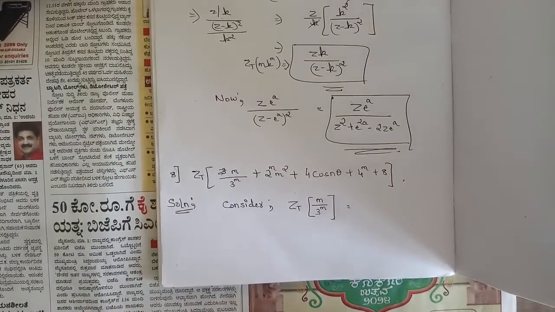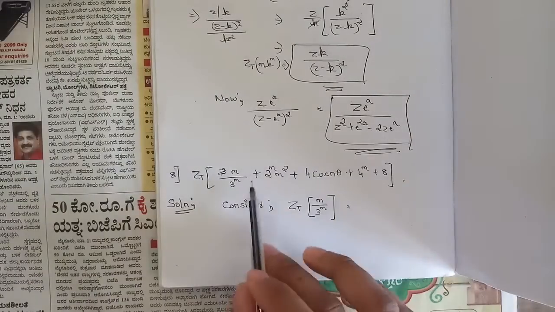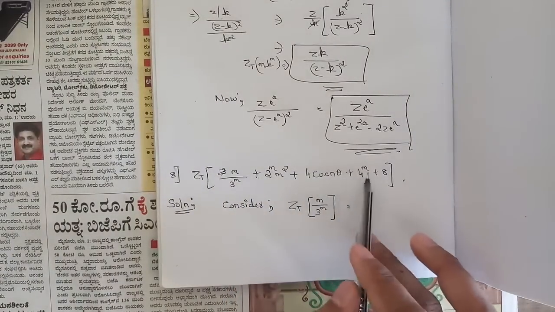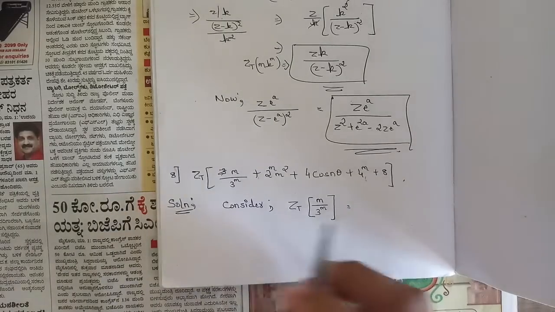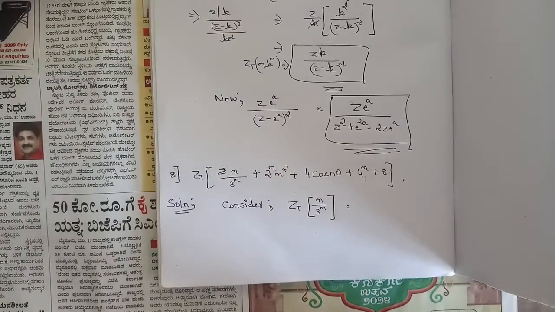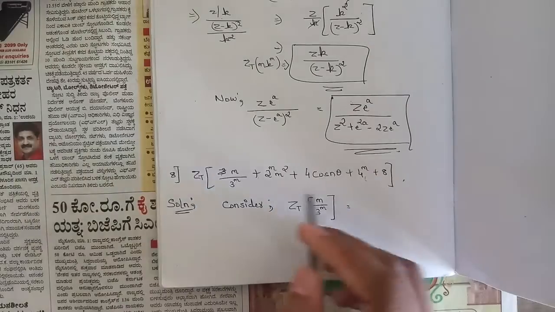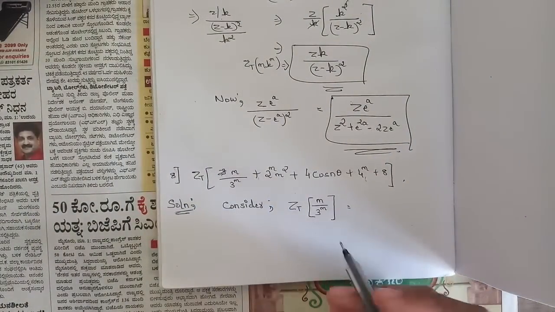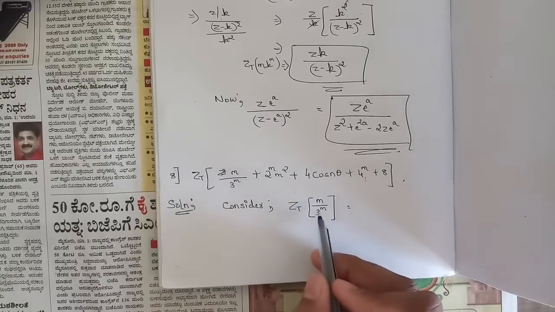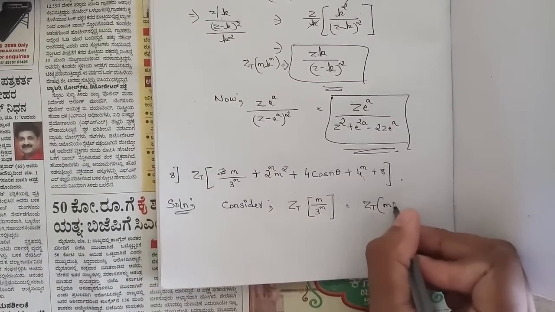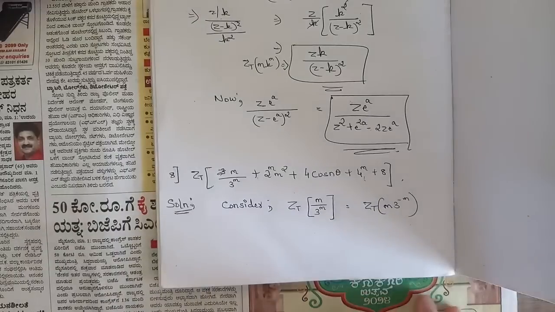So this is the next question, that is we need to find the Z transform of n by 3 power n plus 2 power n square plus 4 cos n theta plus 4 power n plus 8. So here in this case we need to take the Z transform separately for each term, and the final answer is we need to add all the separated Z transforms that we have taken. So now the first term we need to consider is n by 3 power n. So now bring this 3 power n to the numerator, so this power will change to minus n. So this becomes Z transform of n into 3 power minus n.